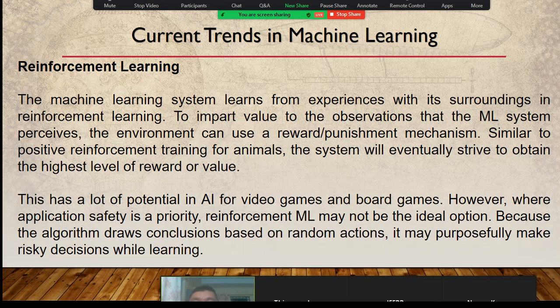However, where application safety is a priority, reinforcement machine learning may not be the ideal option because the algorithm draws conclusions based on random actions. It may purposely make risky decisions while learning.